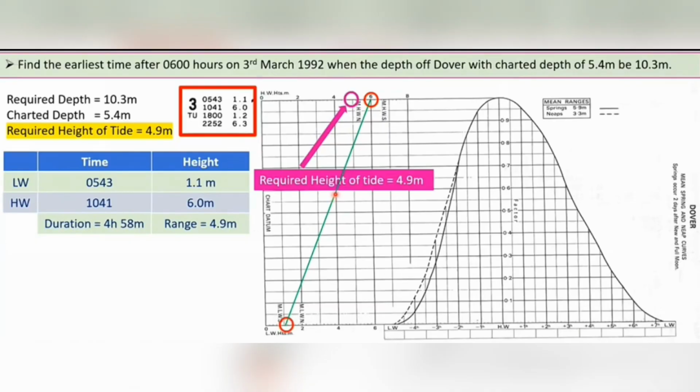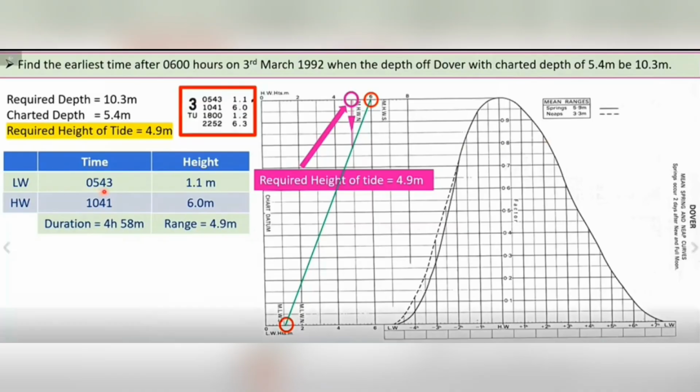We follow the reverse order this time. So from this 4.9, we come vertically down to the interpolation line like this. Now where it hits the interpolation line, from where we go horizontally to this curve. Now when we go horizontally to this curve, we could stop here on the left side of it, or we could go to the right of it. Now you have to see whether your time of occurrence is before high water or after high water.